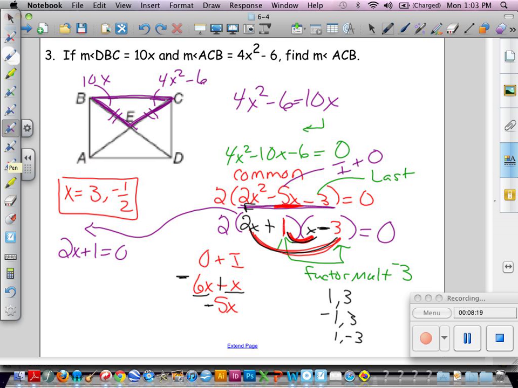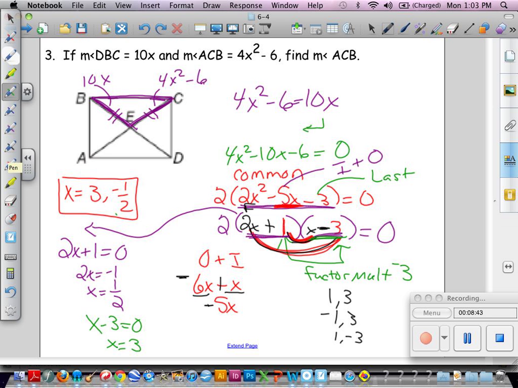Now set each piece equal to 0. 2x plus 1 equals 0, because this has to be 0 and that has to be 0. 2x is negative 1. Divide by 2. That's how I get negative half. Second one, x minus 3 is 0. x is 3.